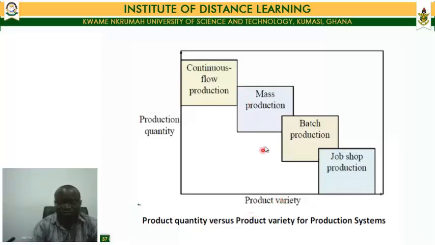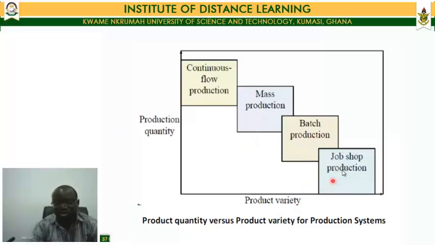However, the product variety could vary from just one model to a number of models. Now, when it comes to batch production, the production quantity may not be as high as mass production, but the product variety could be of several batches.